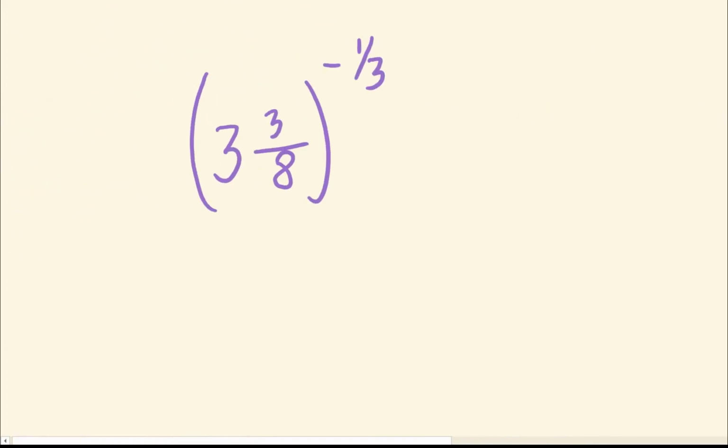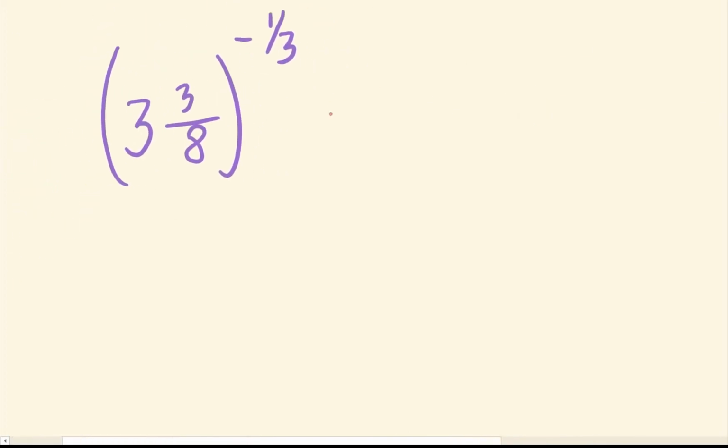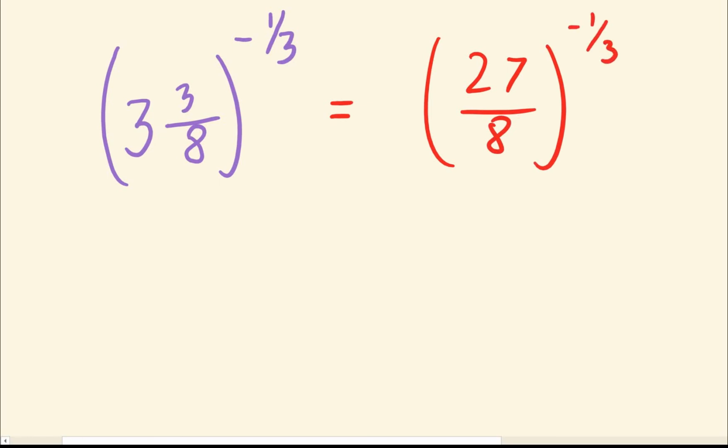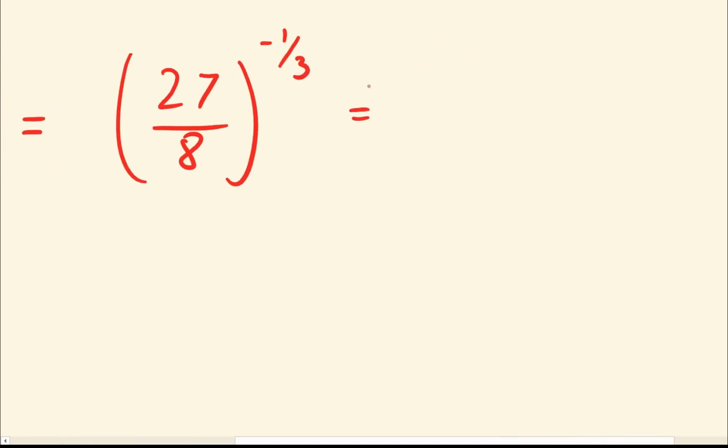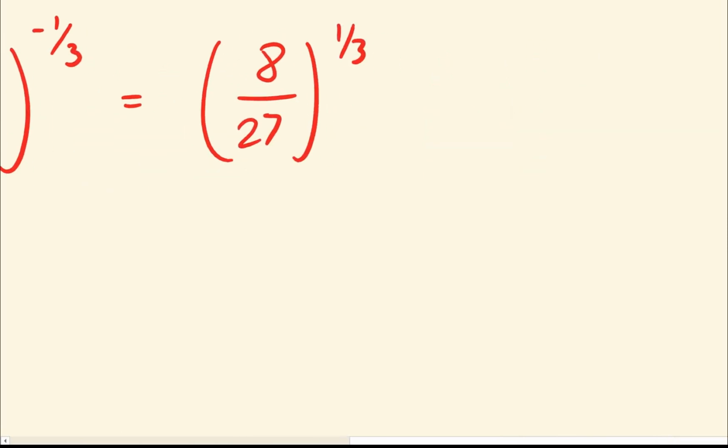Seeing that idea again here, we have another fraction. Step 1, as a top-heavy fraction. So 3 times 8 is 24, plus the 3 is 27. So 3 3/8 is the same as 27 over 8 to the minus a third. With the minus, we turn the fraction upside down. So 8 over 27 to the third. And the third means the cube root.